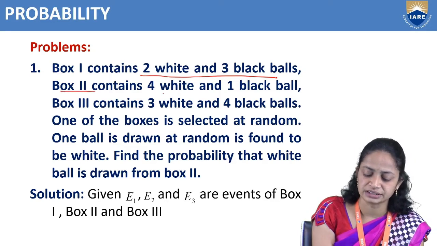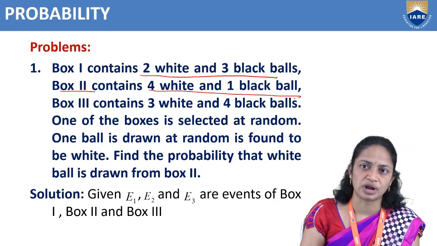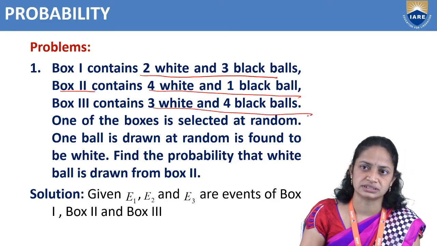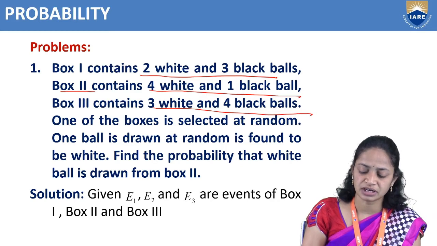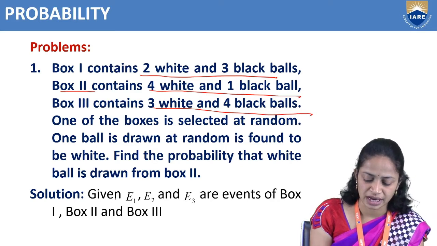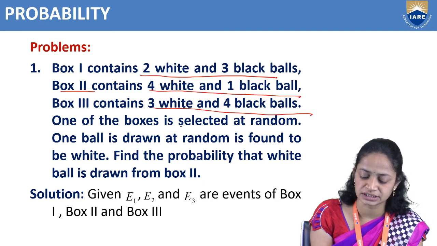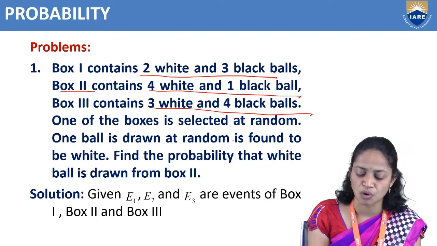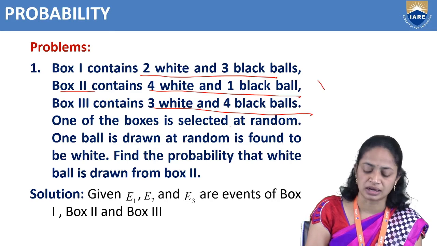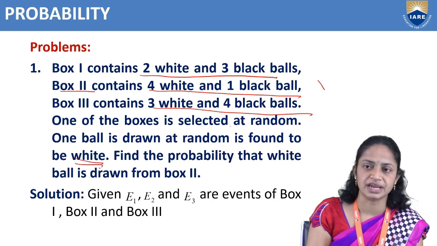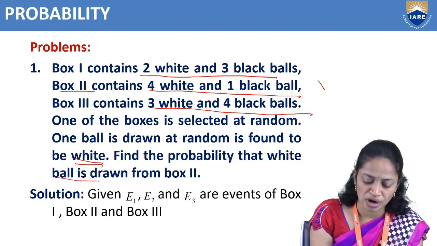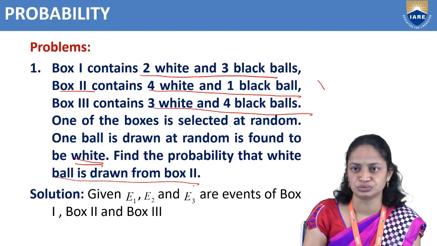Box 2 contains 4 white, 1 black ball. Box 3 contains 3 white, 4 black balls. So here we have 3 boxes. Given that one of the boxes is selected at random, one ball is drawn at random and is found to be white. So here we have to choose only one ball, but that should be white. Find the probability that the white ball is drawn from box 2.